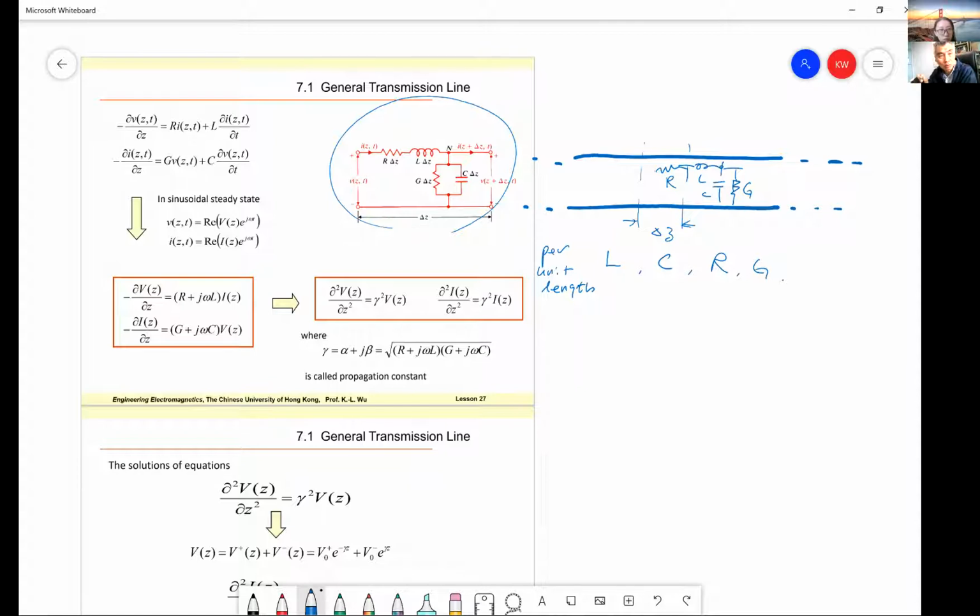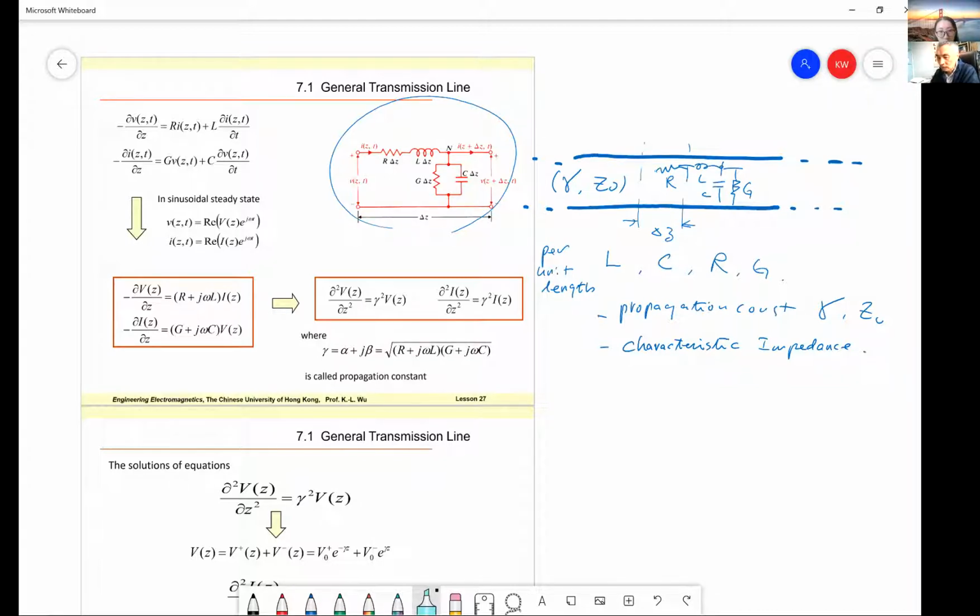That is the only electrical parameter that describes the transmission line. One is the propagation constant, gamma. The other is the characteristic impedance. These two are the only two parameters that describe a transmission line.